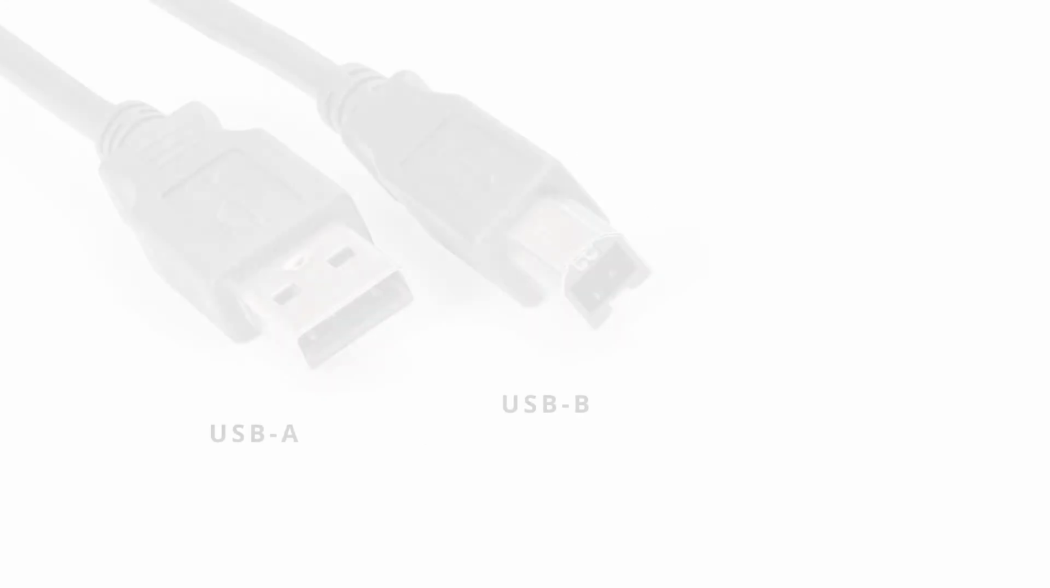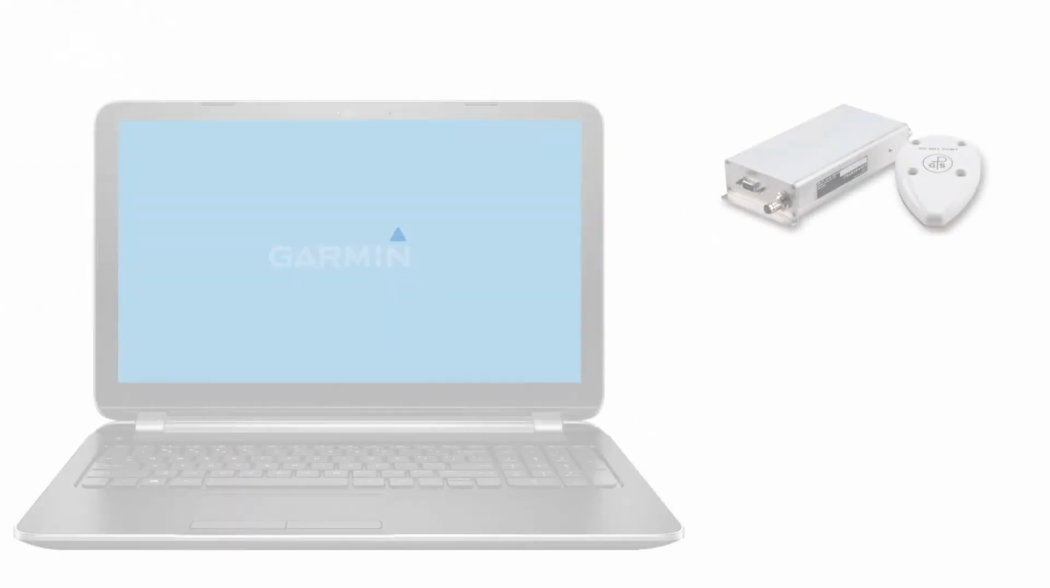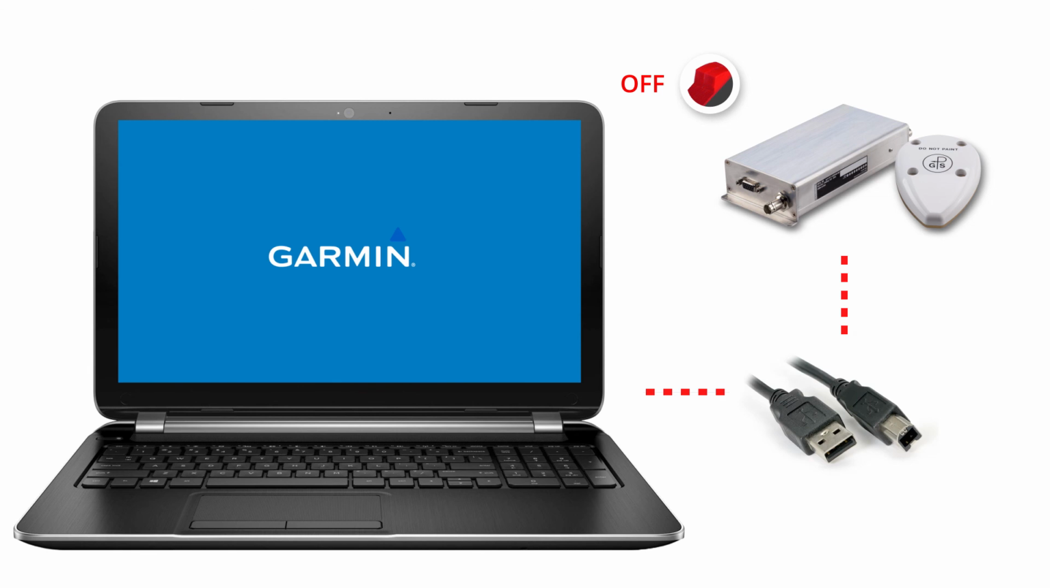To connect the PC to your GDL82, you'll need a USB-A to USB-B interface cable. This will allow connection between the USB-B receptacle wired to your GDL82 and the standard receptacle on your PC. After installing the software on your computer with the GDL82 powered off, connect the USB cable between the computer and the GDL USB connector. Then you can apply power to the GDL82.